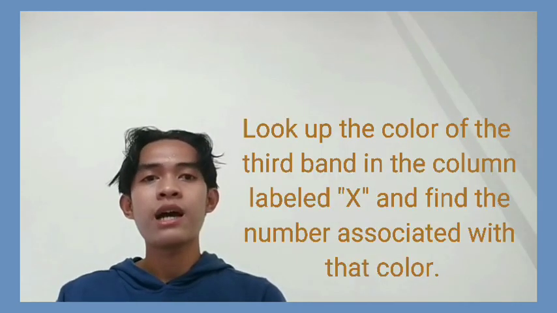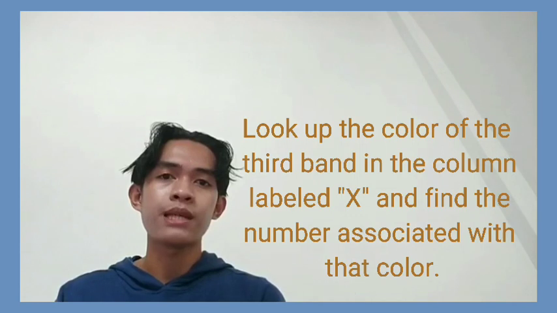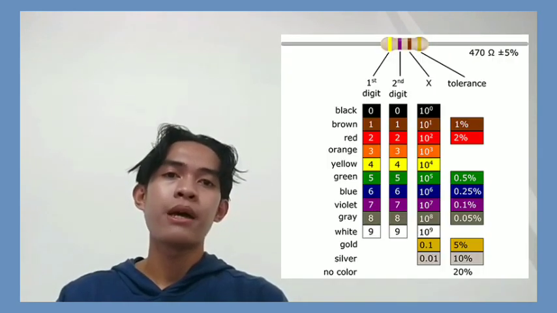Then, we are going to look up the color of the third band in the column labeled X and find the number associated with that color. This number is the multiplier. In the resistor shown in this figure, the third band is brown, so the multiplier is 10^1.